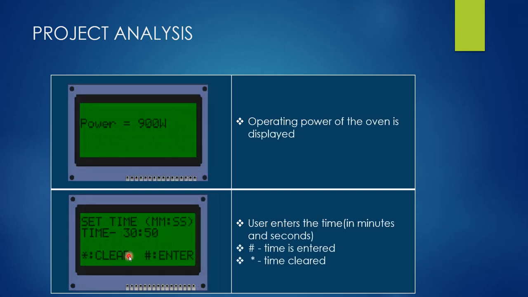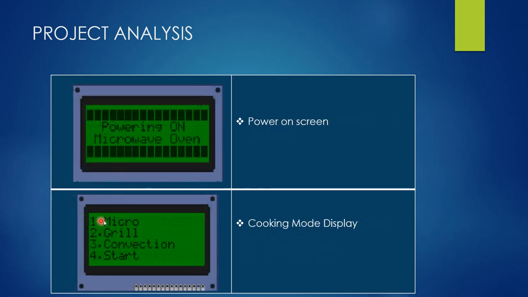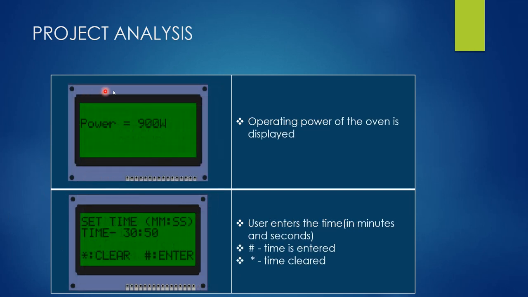Next, if the user selects the first, that is the micro mode, then operating power will be shown in the next screen. Within 2 seconds, the option for setting the time will appear for the user. The user can enter the time in seconds and minutes. It's given as 50 seconds and 30 minutes. I entered it like this.